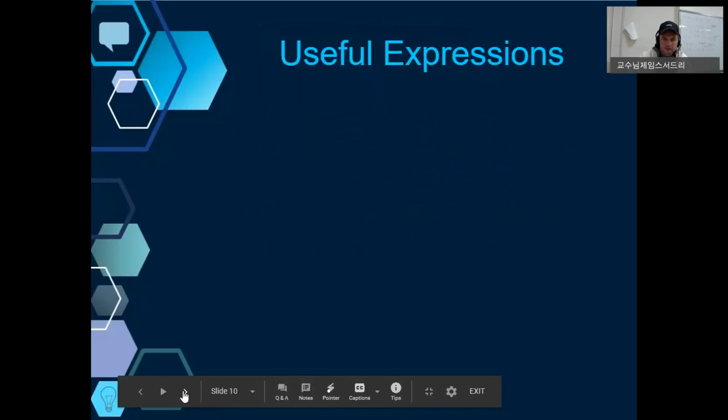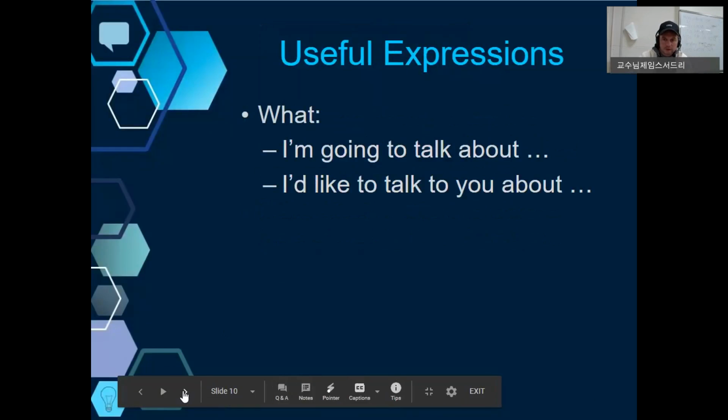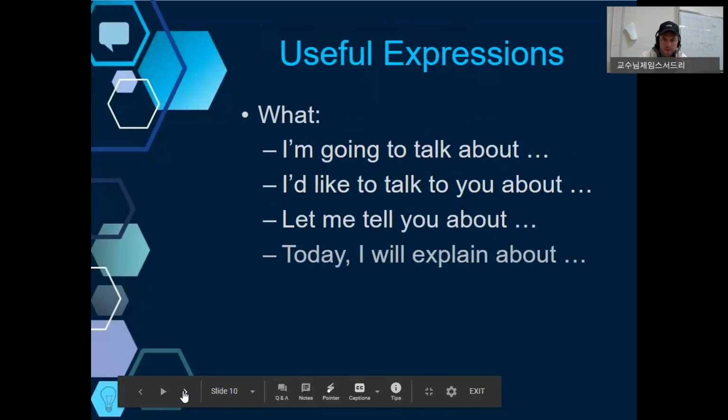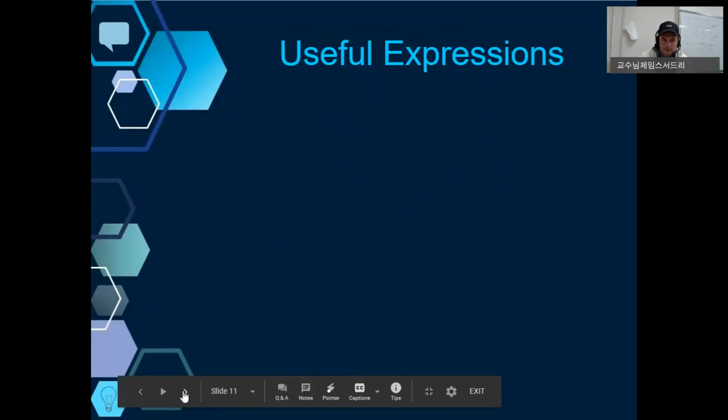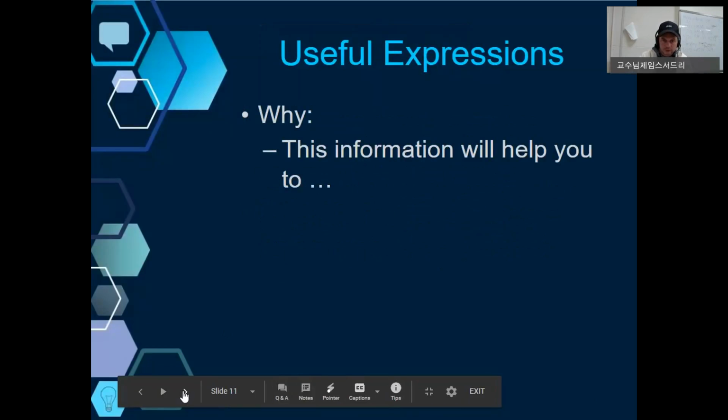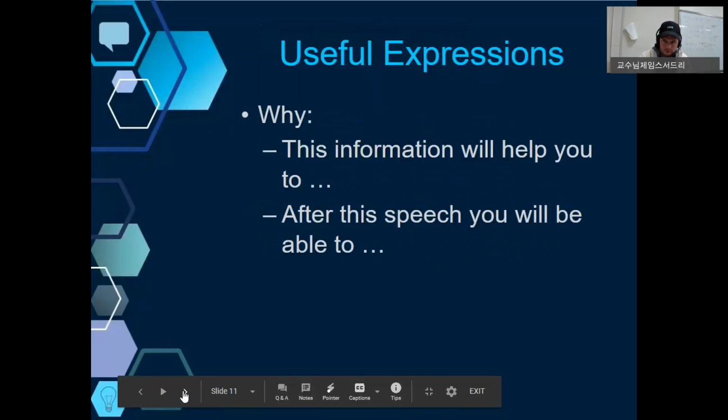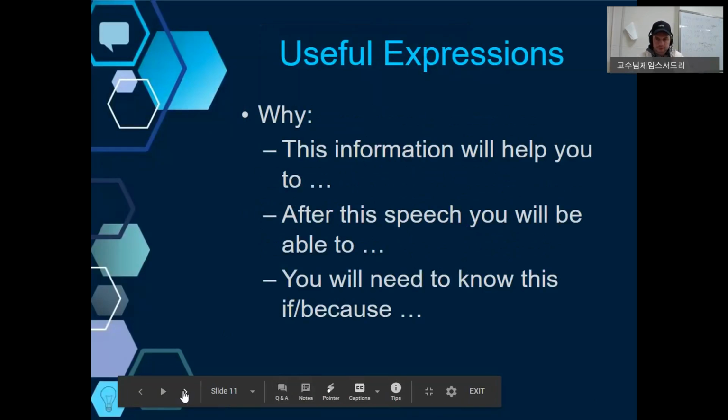There's a hand up, but I don't have that. So here's some useful expressions I'm going to talk about. I'd like to talk about. Let me tell you about. Today I'll explain about, and then why. This information will help you too. After this speech, you will be able to. You will need to know this if or because.